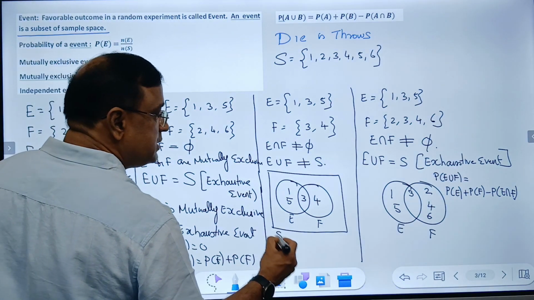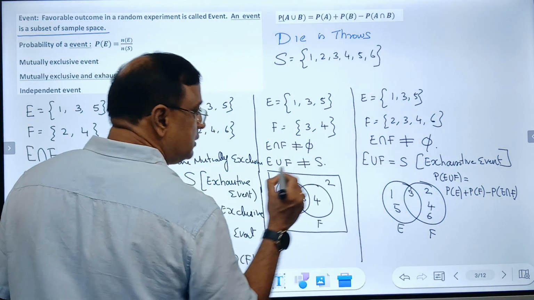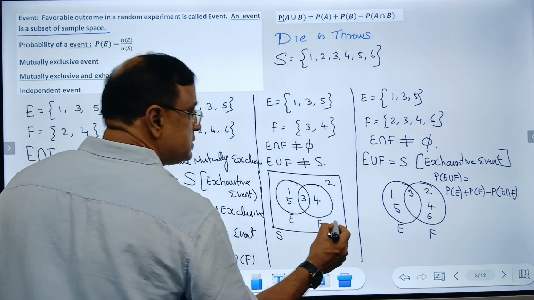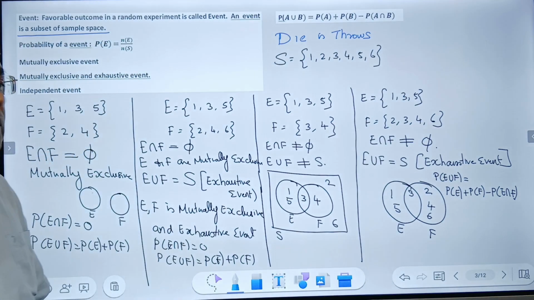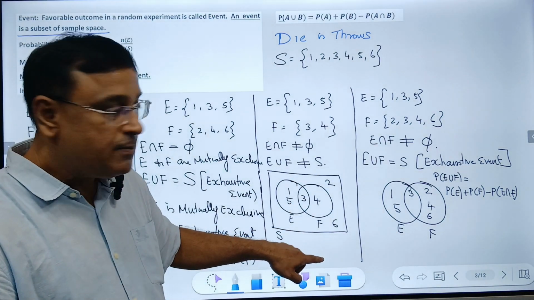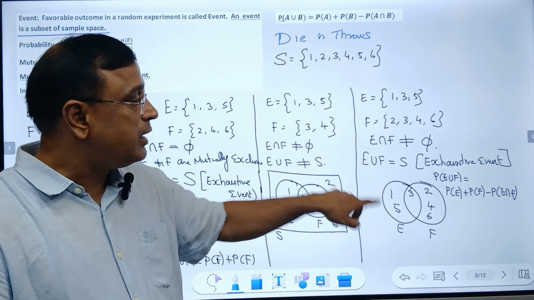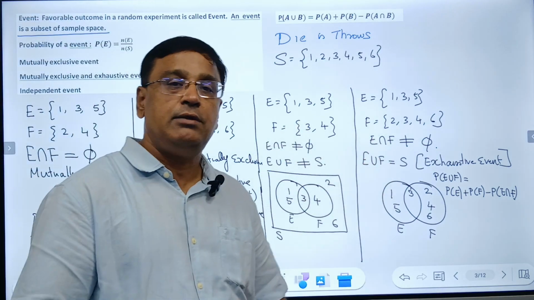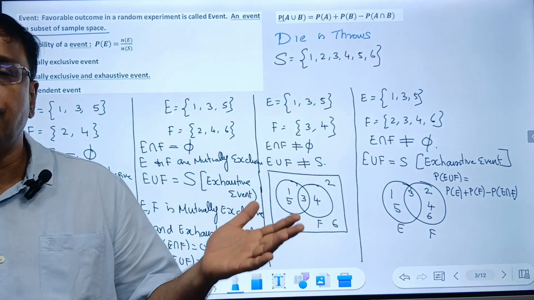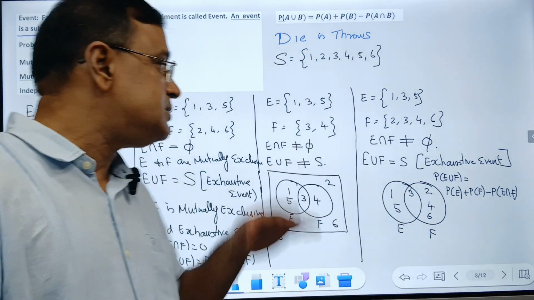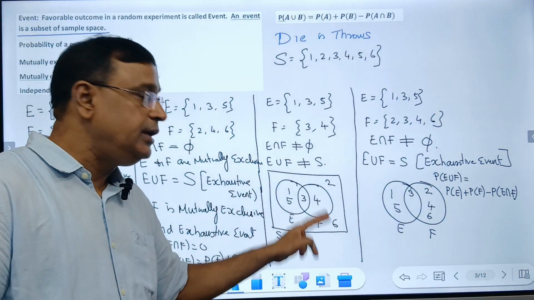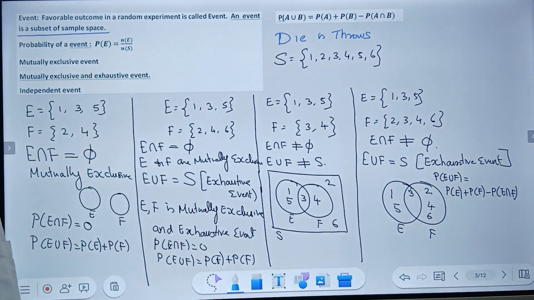What is my sample space? 1, 2 is missing, 3 is there, 4 is there, 5 is there, 6 is missing. So 2 and 6 should be represented. Whereas here you don't have to draw that rectangle because E and F itself completes the sample space. So if I combine E and F, I get the sample space. Here if I combine E and F, I don't get the sample space.